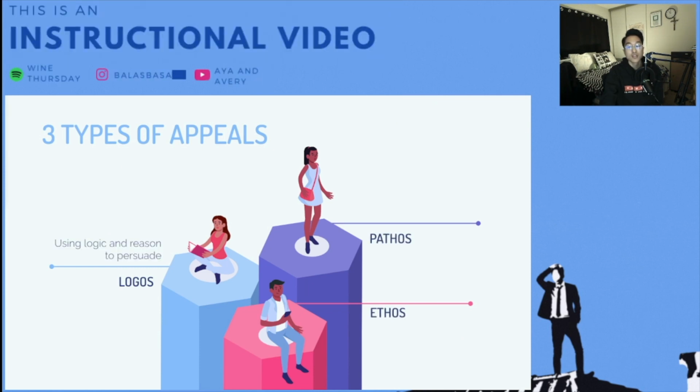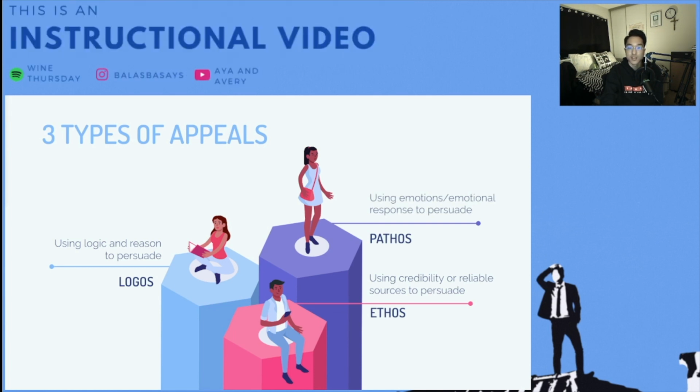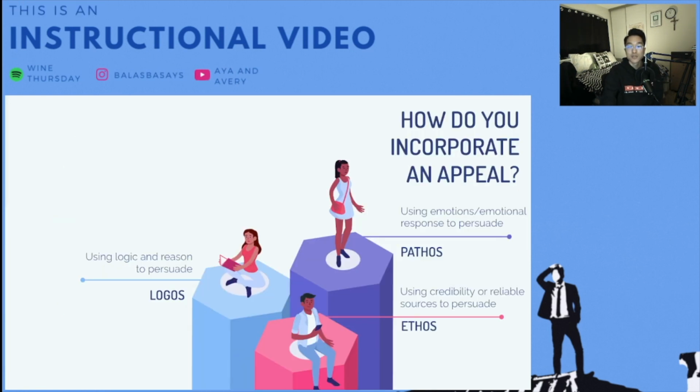Logos uses logic and reason to persuade. Ethos uses credibility or reliable sources to persuade. And pathos uses emotions or emotional responses to persuade. So how do you incorporate an appeal? Using logos, ethos, or pathos, this is actually a very subtle and passive process, and it may not be so obvious at first. You can use an appeal when writing a topic sentence or concluding sentence.